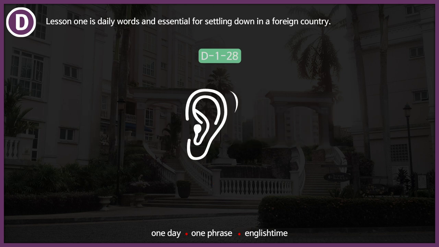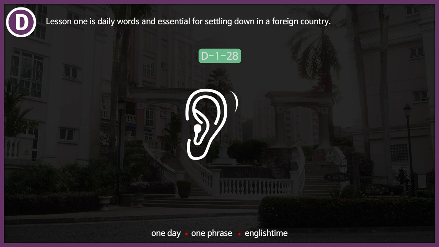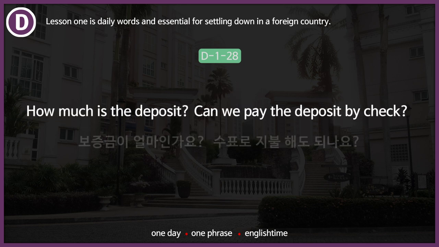How much is the deposit? Can we pay the deposit by check?